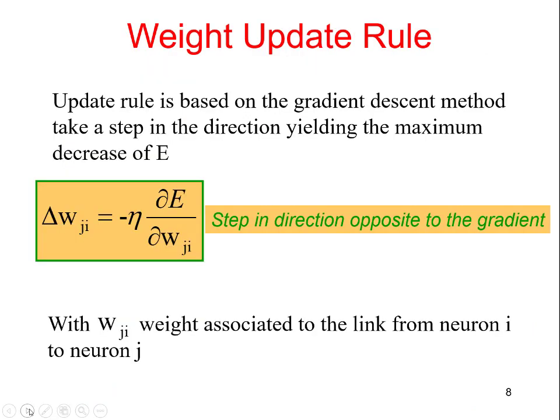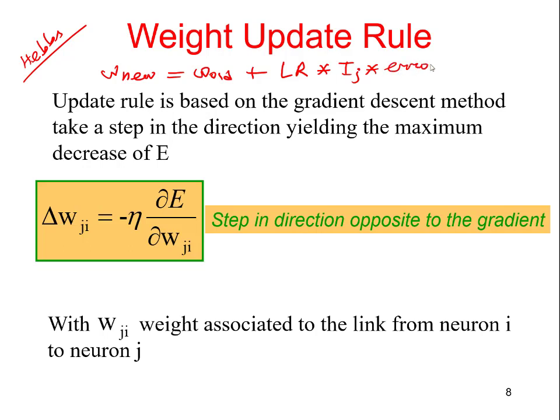Let's see. Because we have already learned Hebb's learning rule. If you can recall, Hebb's learning rule was: W new equals the old weights updated with the learning rate, multiplied by the incoming input, multiplied by the error. That error is computed as the training value minus the computed output value. So that was how the error is computed. In Hebb's rule, this portion is considered as delta W.